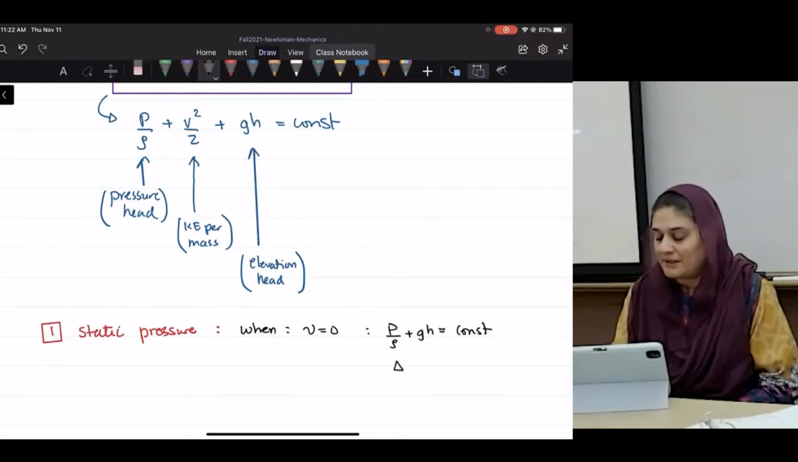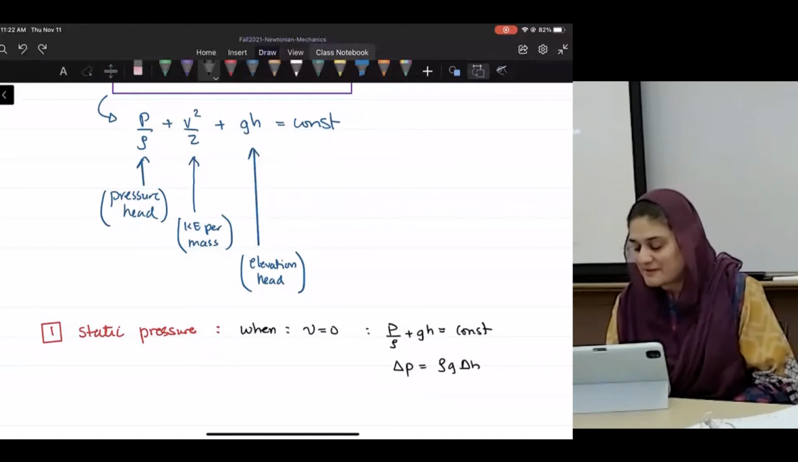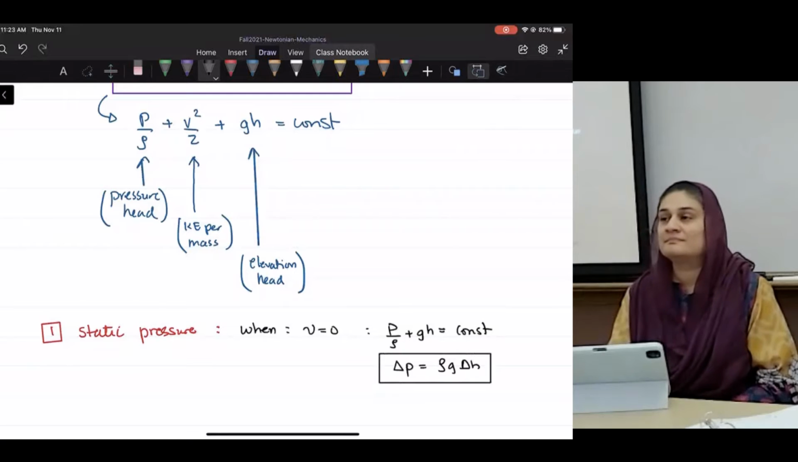Or can I write this as rho g delta h? Have we seen this before? Yeah. When did we see this? When we were talking about static.